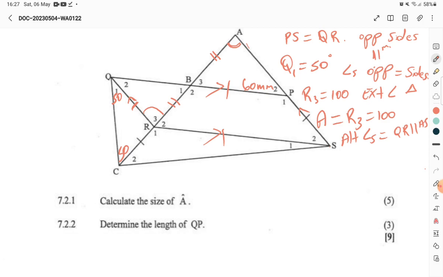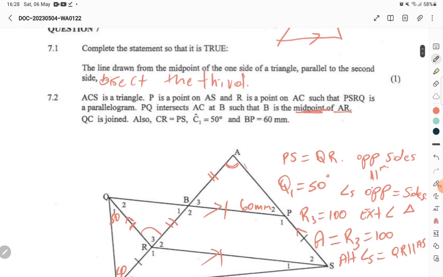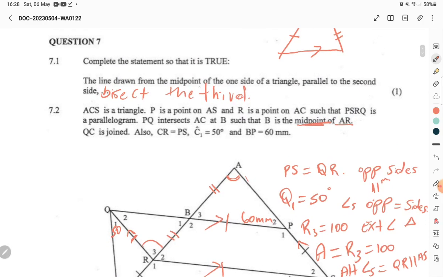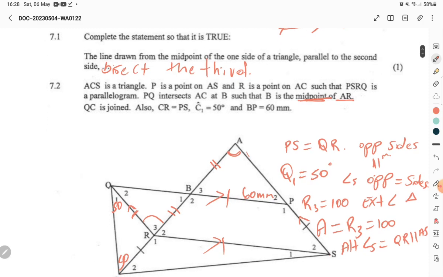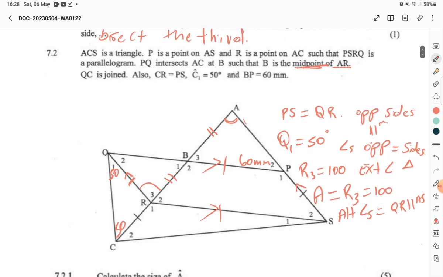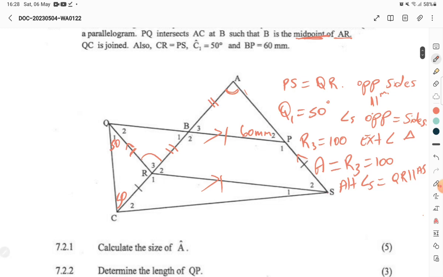Coming to the second question, determine the length of QP. This is our QP over there. So how do we go about doing that? The first thing is to complete the statement over there, and we can see that it tells us about the converse of the midpoint theorem. Here it is also shown that B is the midpoint. If this line BP is parallel to the second side RS, then this is the converse of the midpoint theorem.